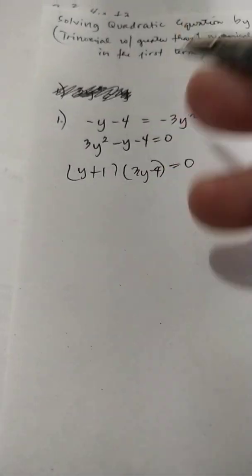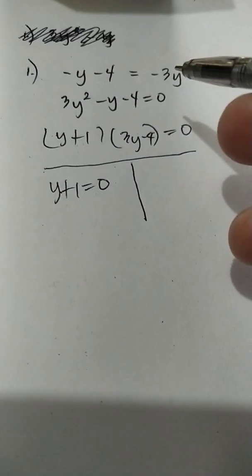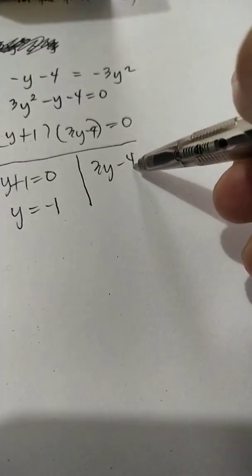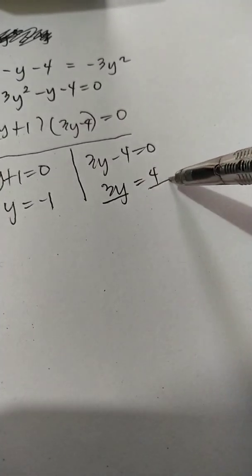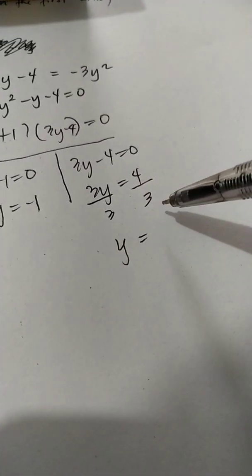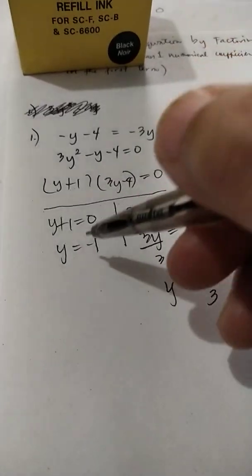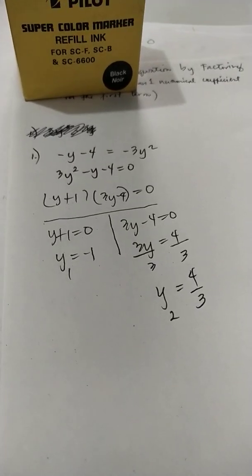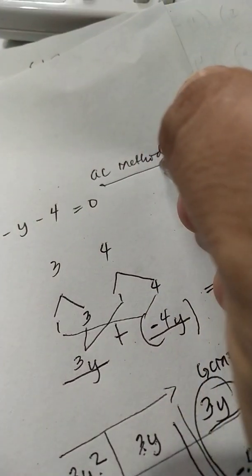Okay? And then, we equate each factor to 0. Y plus 1 equals 0. Y equals negative 1. 3y minus 4 equals 0. 3y is equal to positive 4. We divide both sides by 3. Y is equal to positive 4 over 3. So, we have the y sub 1, which is negative 1, and the y sub 2, which is 4 over 3. In this example, we use the AC method.